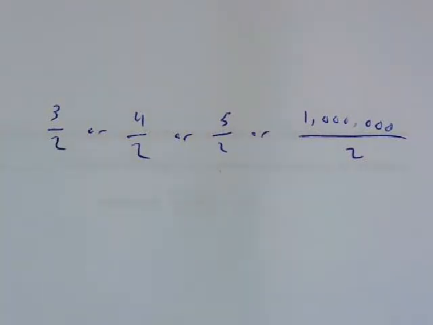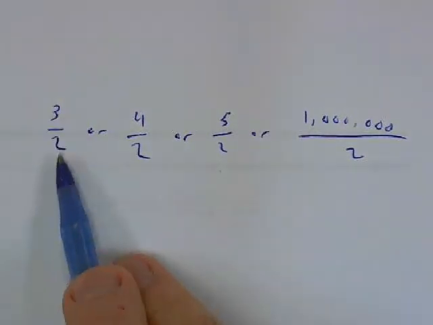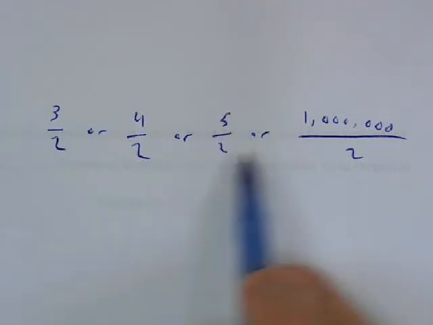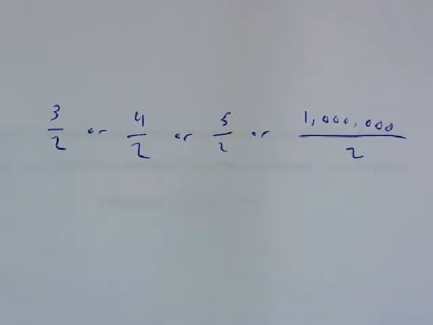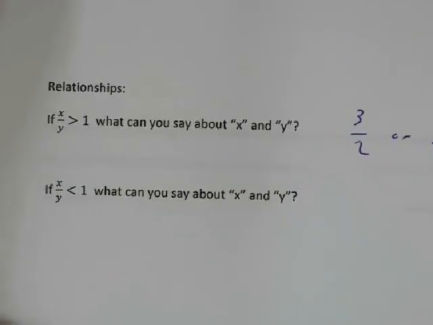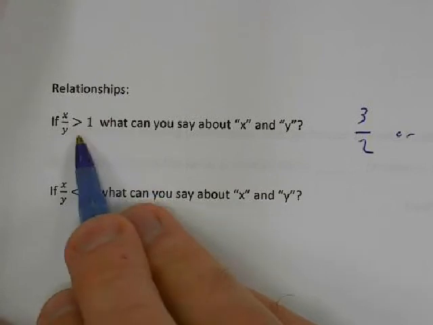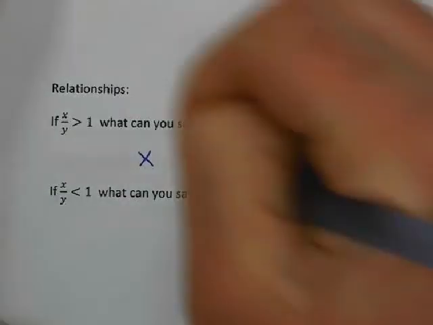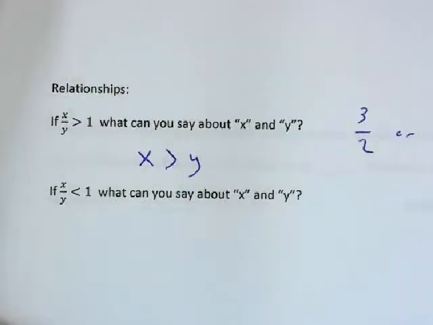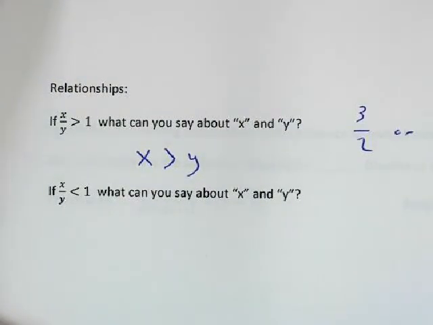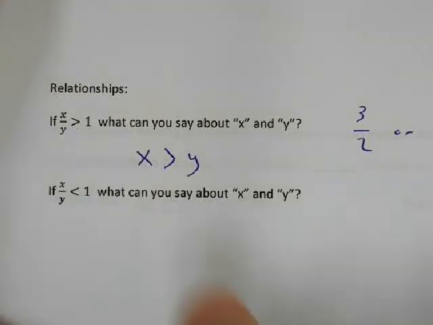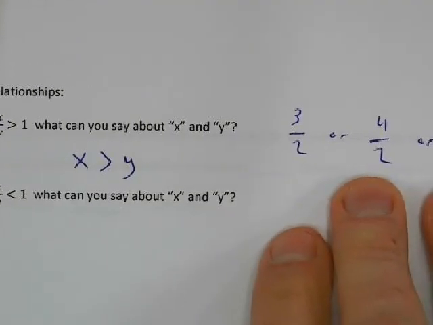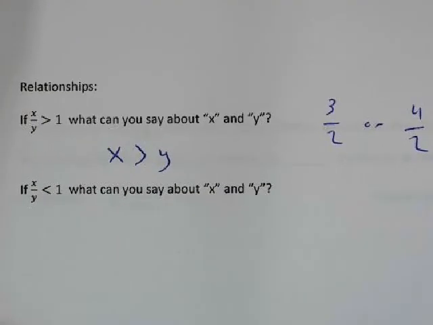But in all those fractions, well, the numerator is bigger than the denominator. Okay, and then anytime that the numerator is bigger than the denominator, then my fraction is going to have a value bigger than 1. Okay, so if x over y is greater than 1, well, then that means that my numerator has to be bigger than my denominator. In other words, x is greater than y. Okay, so again, if you get a problem like this, give yourself some examples with real numbers, and it'll make a little more sense that way.